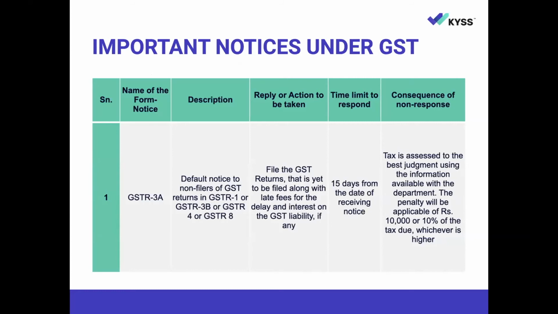Now, what are the different types of notices, or the important types of notices, under GST? One very common notice that most of you would have seen is called the GSTR 3A. These are technical terms, but what it basically means is that if a return has not been filed in time, it could be GSTR 1, it could be 3B, or any other return, a GSTR 3A is sent to the taxpayer as a default notice that you have not filed your returns.